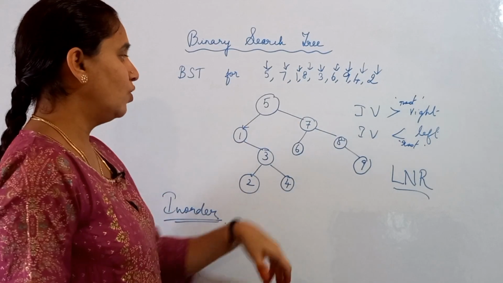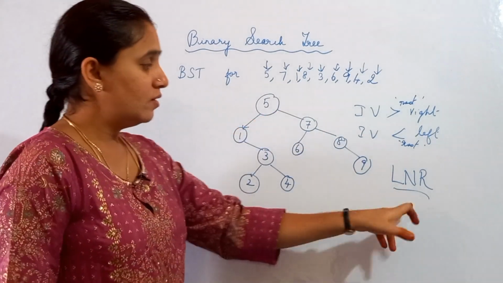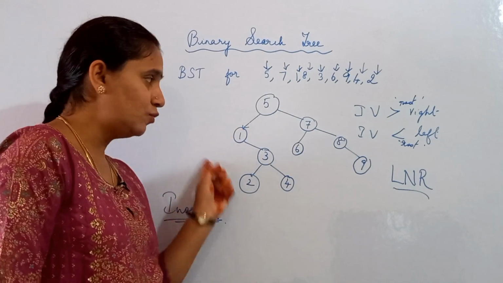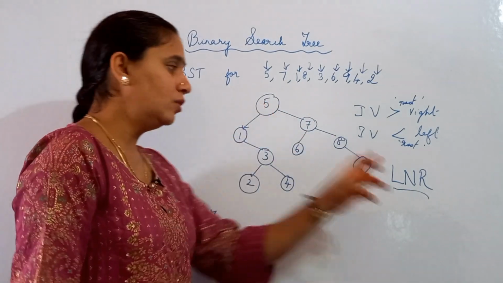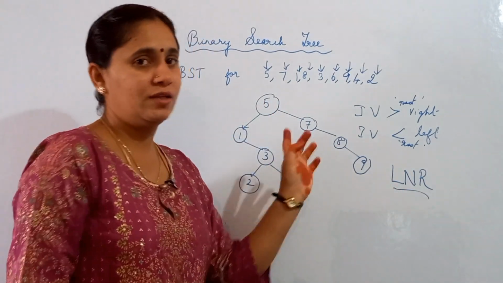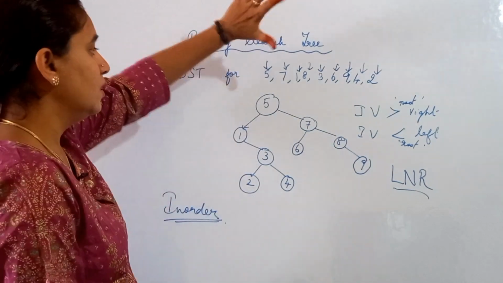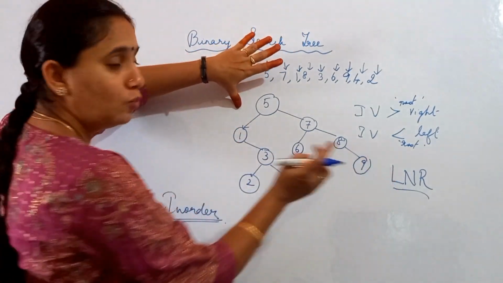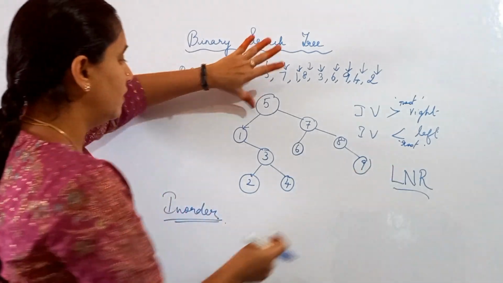Initially, this is my root node. First I have to complete the left. According to this rule, all the left nodes should be finished, then the root node, and then the right node, friends, right? So now we will start. This is my root node at the beginning, so you have to move to the left because it is given here as left.